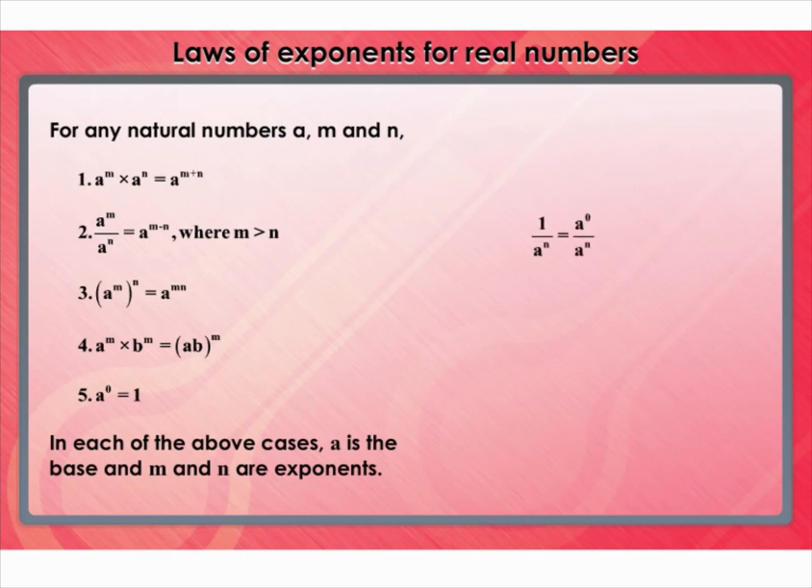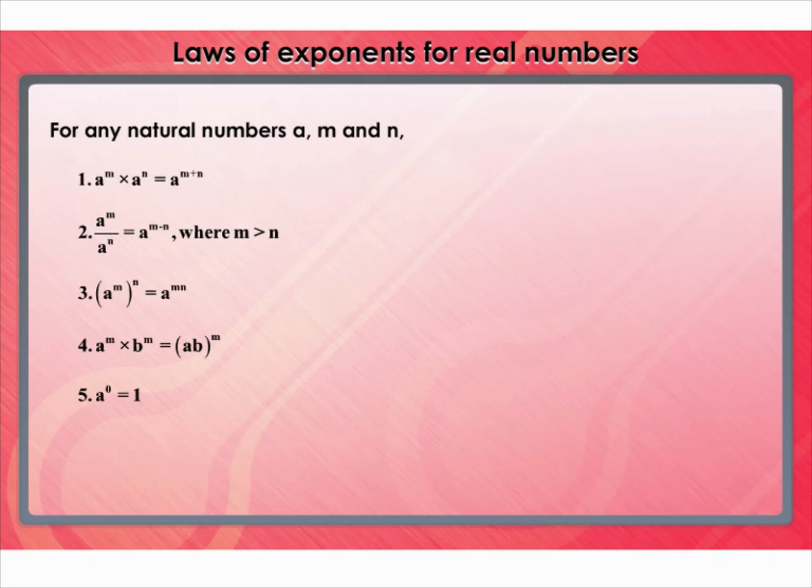What happens if we have the number 1 by a to the power n? This we can write as a to the power 0 by a to the power n, since a to the power 0 is equal to 1. This we can expand as a to the power 0 minus n, which is equal to a to the power of minus n. This is similar to the second law. Now we can extend the laws to negative exponents m and n.